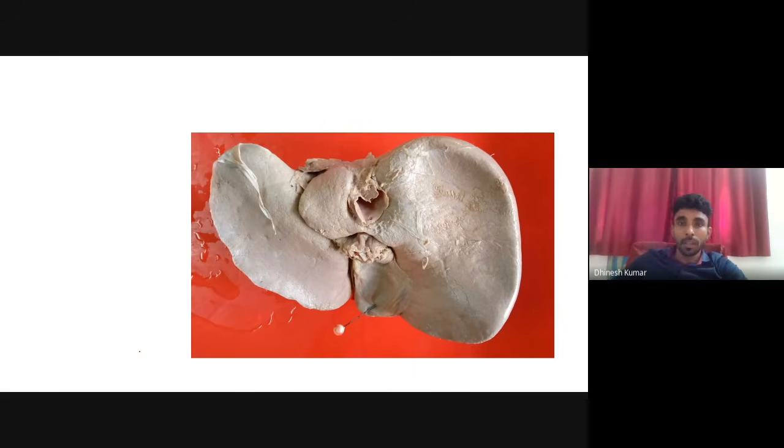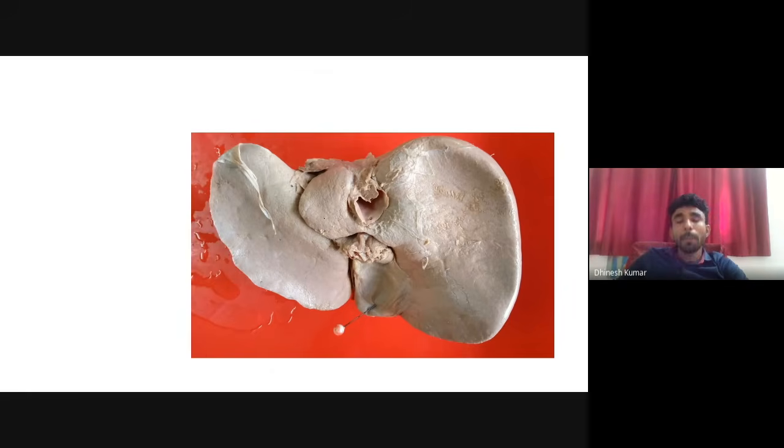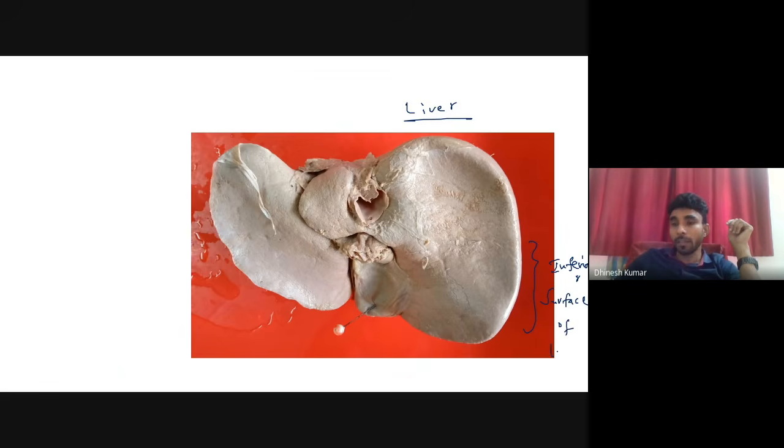Fine. So let's talk about the few important possible spotters related to the liver. Actually you are seeing the liver. The specimen of liver, and actually this is the inferior surface of liver, otherwise called as visceral surface of liver.